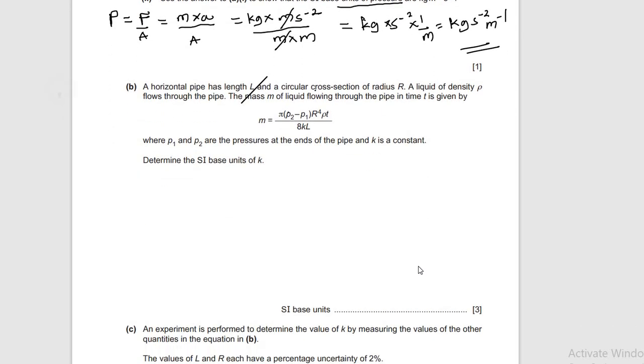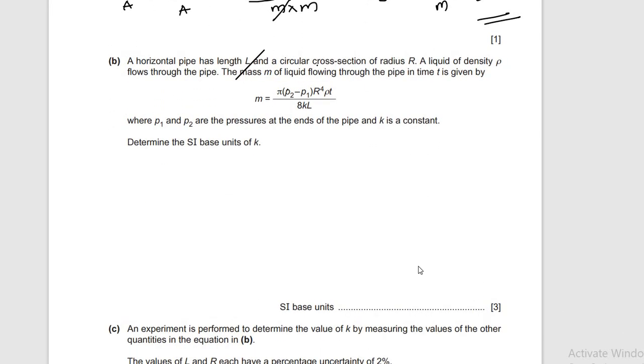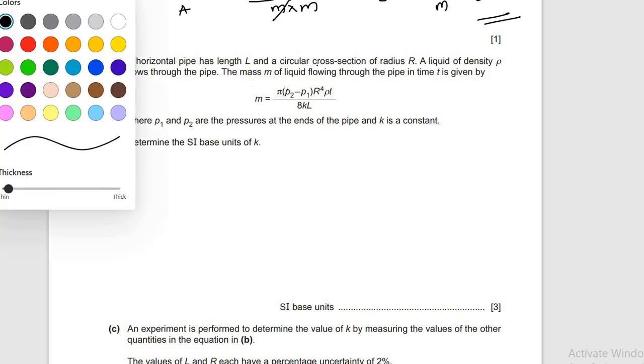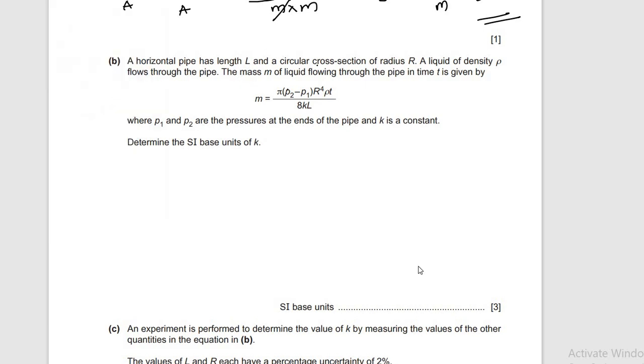Now the next question, B. A horizontal pipe has a length L and a circular cross section of radius R. A liquid of density rho flows through the pipe. The mass of the liquid flowing through the pipe in time T is given as this, where P1 and P2 are the pressures at the ends of the pipe and K is a constant. You have to find the SI base unit of K.